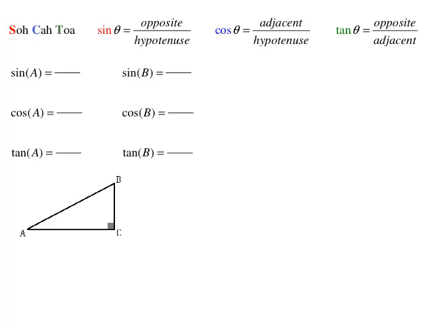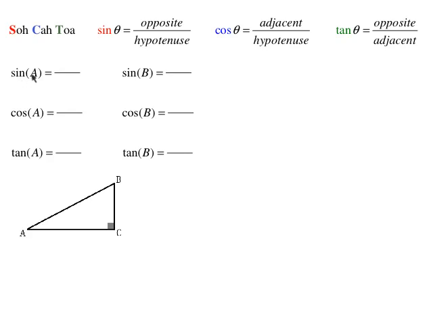Alrighty, we're going to do a little reminder of Soh Cah Toa: sine, cosine, and tangent. Sine is opposite over hypotenuse. Cosine is adjacent over hypotenuse. And tangent is opposite over adjacent. So once you have that, we now have to set these up.